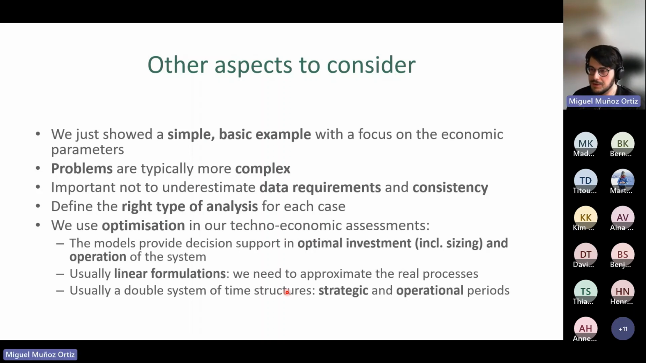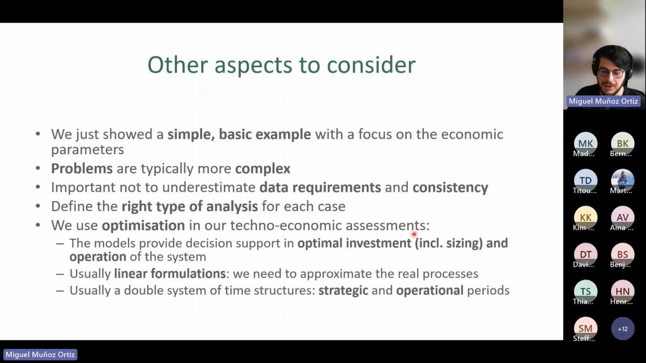And as mentioned before, we use optimization in our techno-economic assessment. That's the difference to a traditional techno-economic assessment made in Excel. The optimization allows you, once you define your system, to have some decision variables that are uncertain and defined by the model, and they are linked to the cost. So the type of decisions the model makes are, for example, the optimal investments, and that includes the sizing.